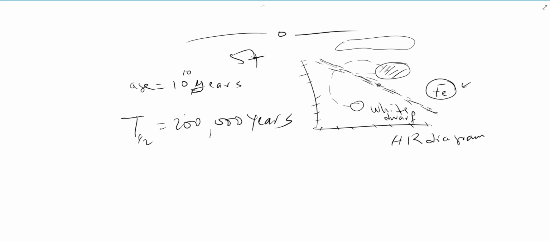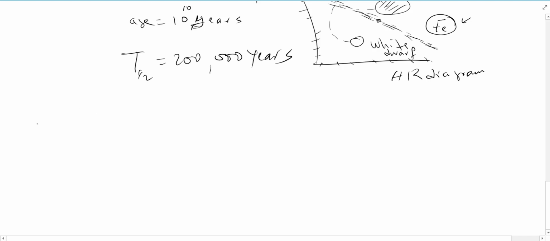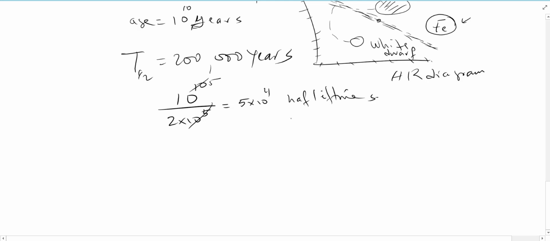For how many half-lives has the technetium been in the red giant star if its age is 10 billion years? Well, if it's really 10 billion years, then it would have gone through this many lifetimes: 10 to the power 10 divided by 2 times 10 to the power 5. This will leave us with 10 to the power 5 divided by 2, which is 5 times 10 to the power 4 half-lives. That's a lot of times, okay?